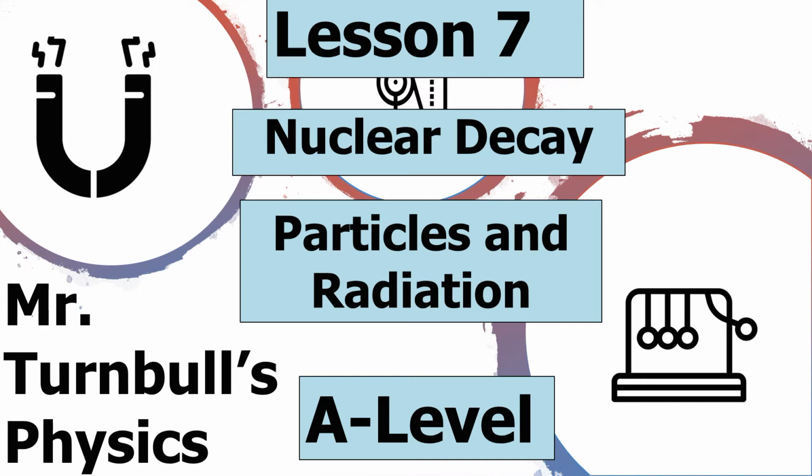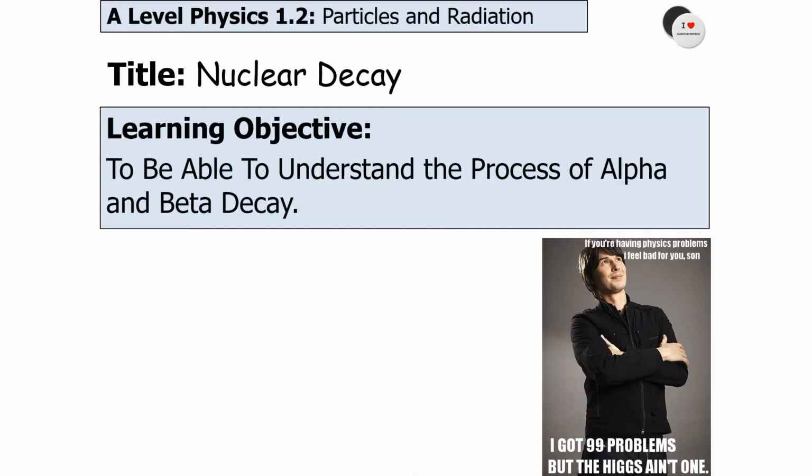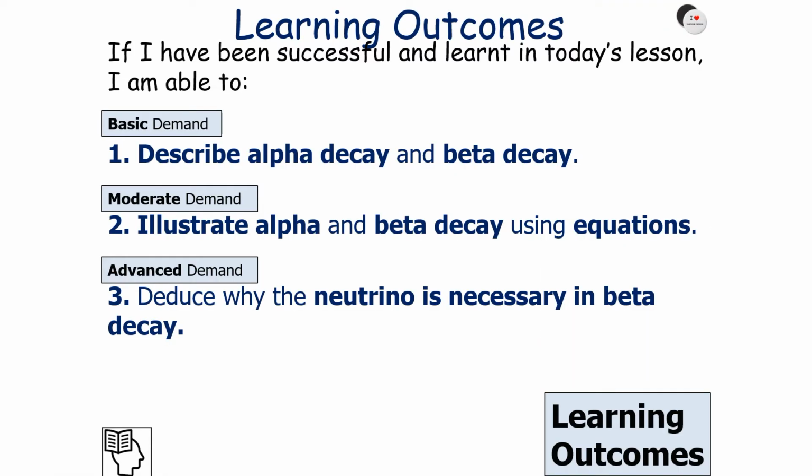Hello and welcome to today's lesson on nuclear decays, which is part of the particles and radiation topic in AQA A-Level Physics. So in today's lesson we're going to try to understand the processes behind alpha decay and beta decay. Now if we're successful, we should be able to describe alpha decay and beta decay, illustrate alpha and beta decay using equations, and deduce why the neutrino is necessary in beta decay.